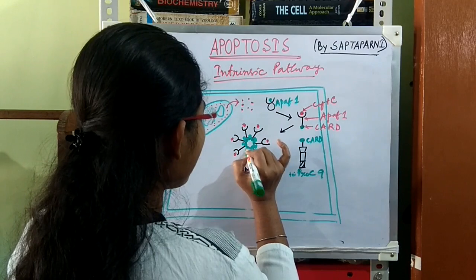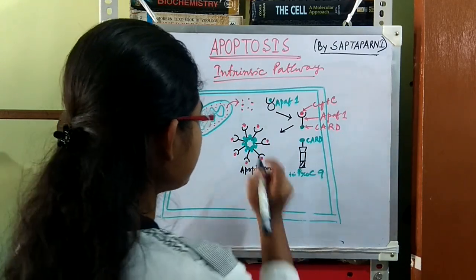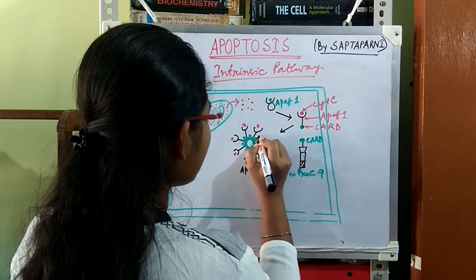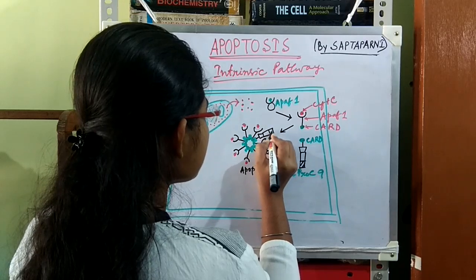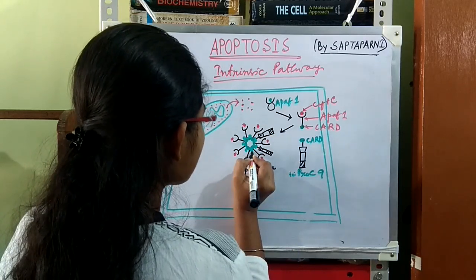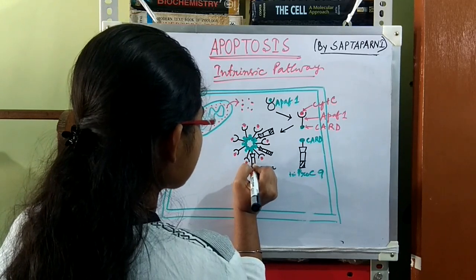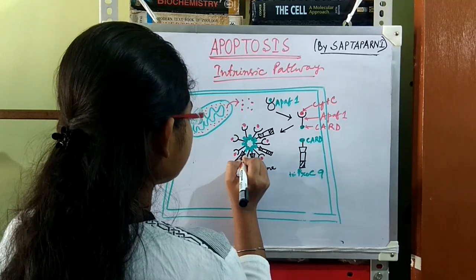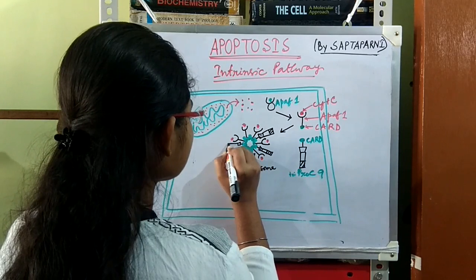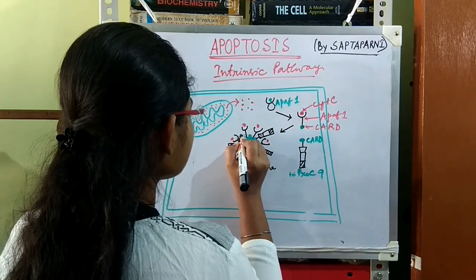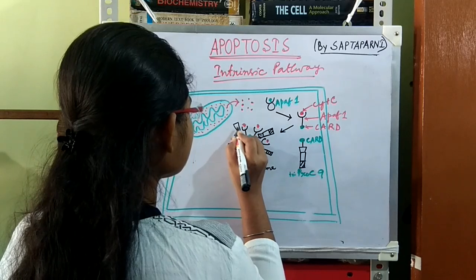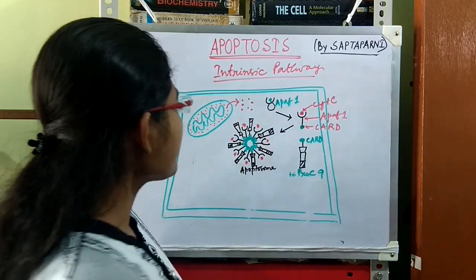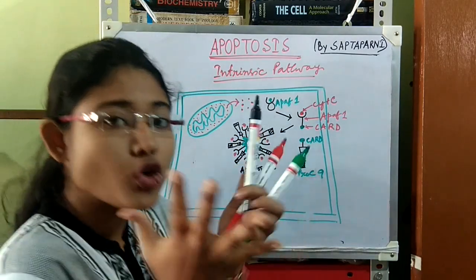These are the CARD domains of our procaspase 9. This is the prodomain and this is the procaspase 9 structure. Like this, seven procaspase 9 bind here with the apoptosome. Now you can see that the procaspase 9s are in close proximity.